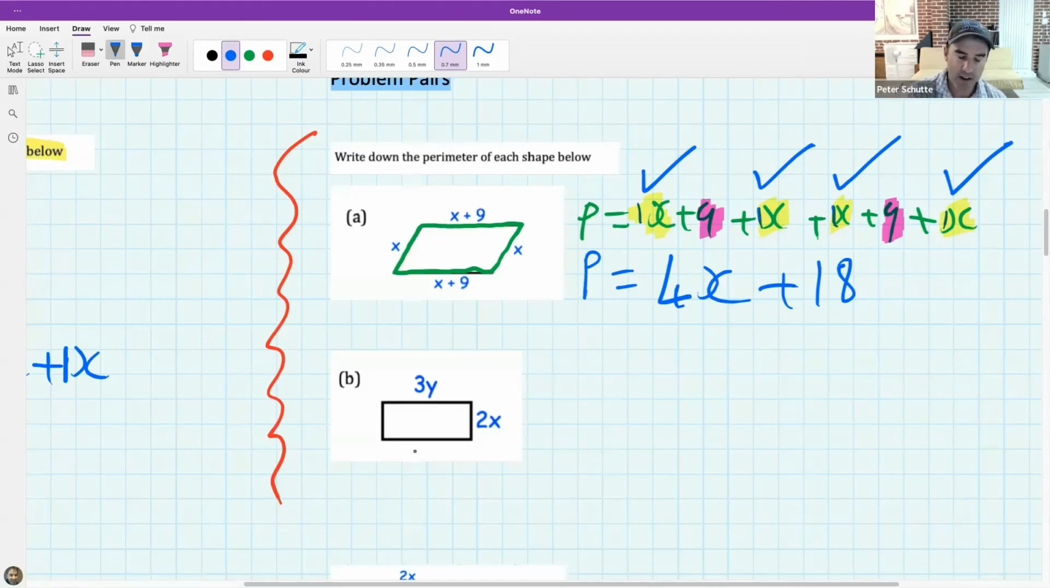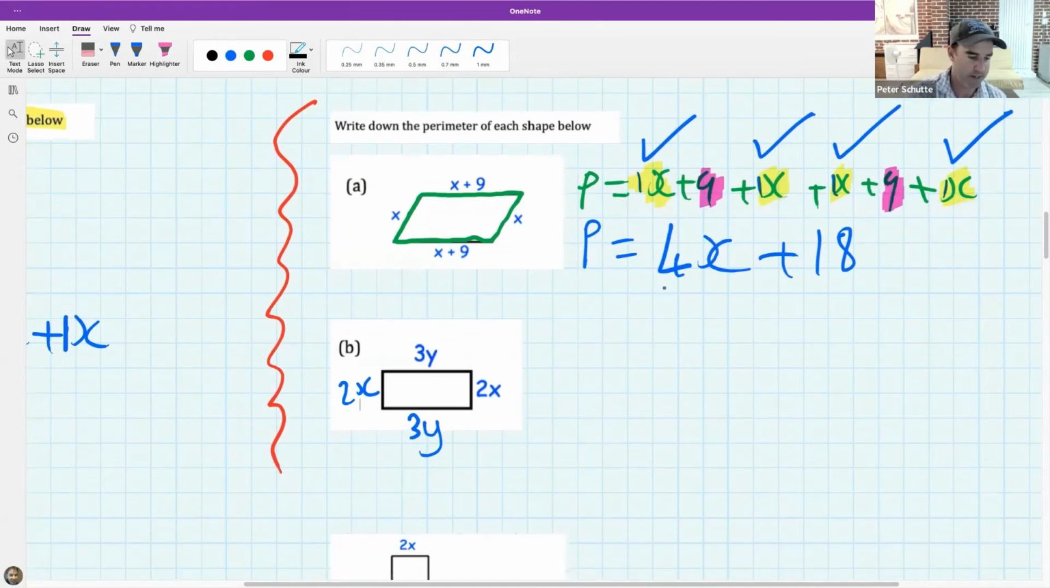Now, I'm going to give you a hint for B. Because this is rectangular, the opposite sides are going to be equal. What I want you to try and do is use the same method I just did to answer B. Does that help a little bit? Yes, sir. I already have my answer for B.